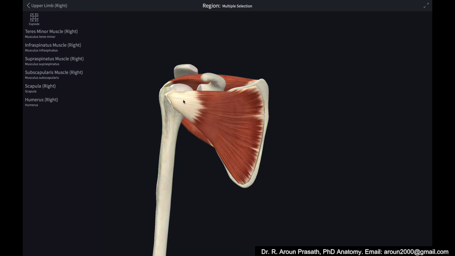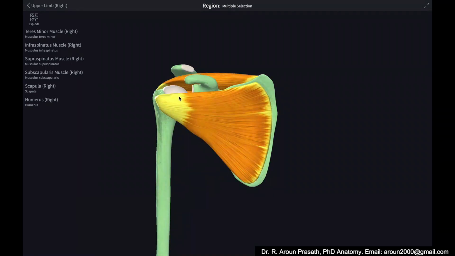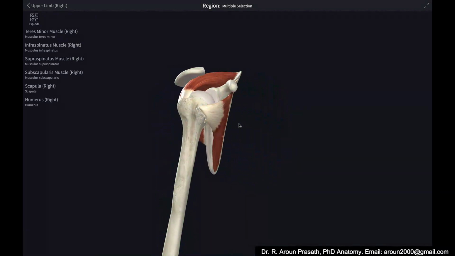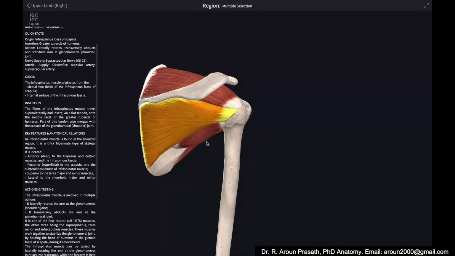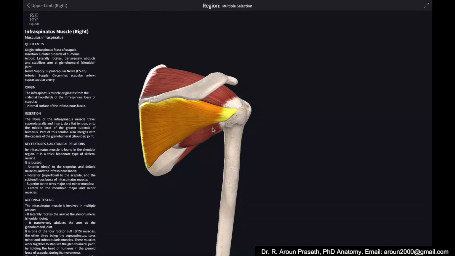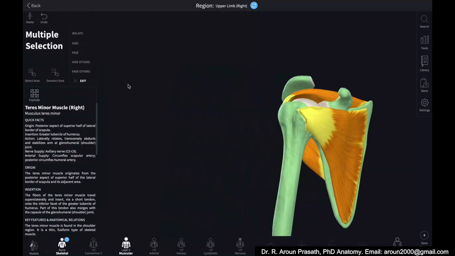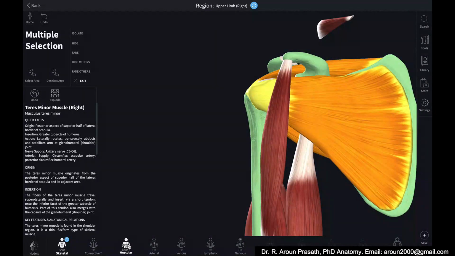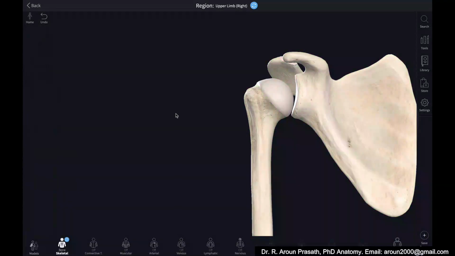Okay, so this is the glenohumeral joint. And these are the four muscles: the subscapularis muscle, supraspinatus muscle, infraspinatus muscle and teres minor muscle. This is how the four muscles originate in the scapular region and insert in the upper end of the humerus. These are the important points you have to understand.